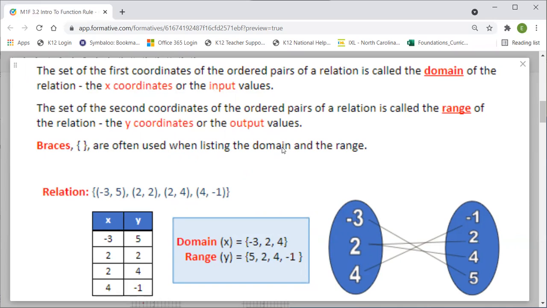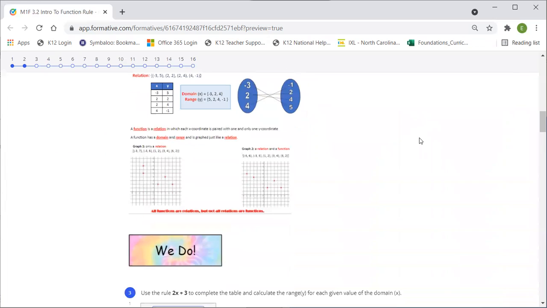Brackets: we often use brackets when we're listing out the domain and range. It just means that's a set of numbers that are in our domain and range. We can also do that for our points. That's just a way to list numbers or list points. We can represent it in a table, as we saw before, and also in that mapping version.